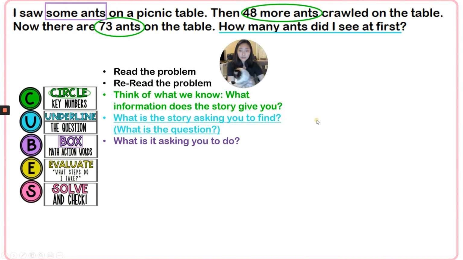And then, they're asking you, how many did you see at first? So they're kind of asking you right here, how many did you see in the beginning? And then they're also telling you that they already saw 48 more crawl on, and now there's 73. So let's think about that. If you had, she's not liking this today. You had some ants, and then you saw 48 more, and now there's 73. How are you going to show me that? Or how are you going to find that out?